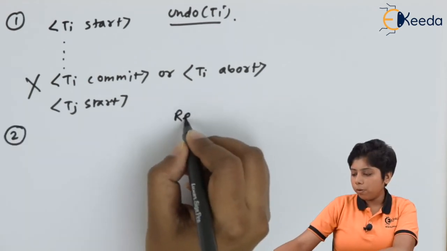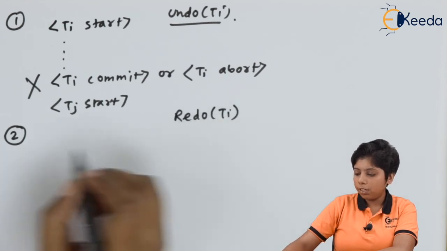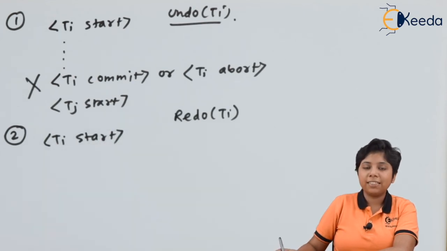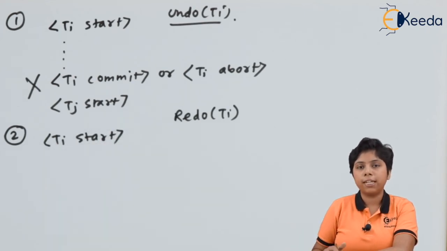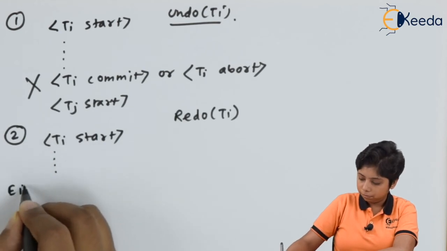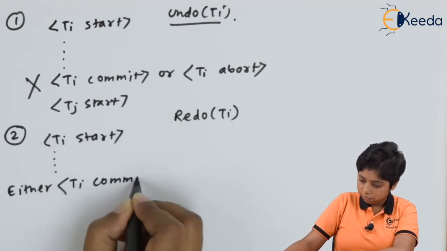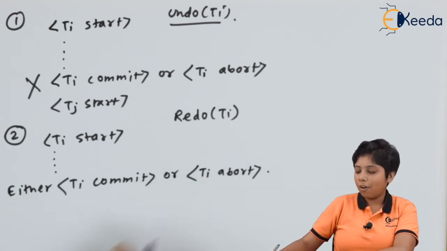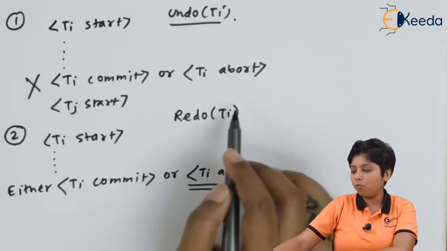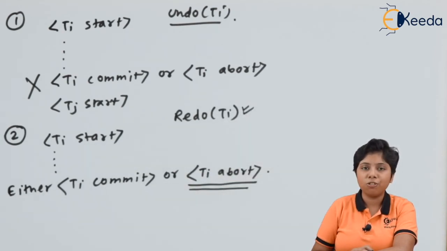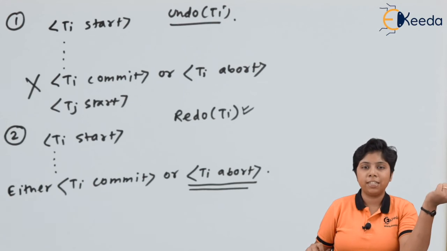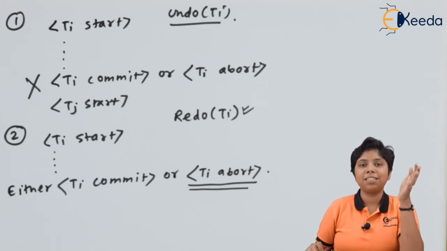Now we need to redo a transaction Ti if there exists the Ti start and there exists either Ti commit or Ti abort. Now it seems strange that after Ti abort has been performed, why we need to perform this redo on Ti? Because the transaction has been aborted and we do not need the new values to affect the database modification. But sometimes it is needed.